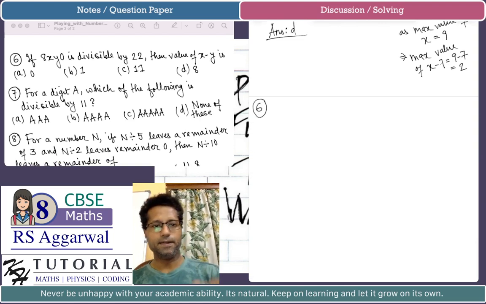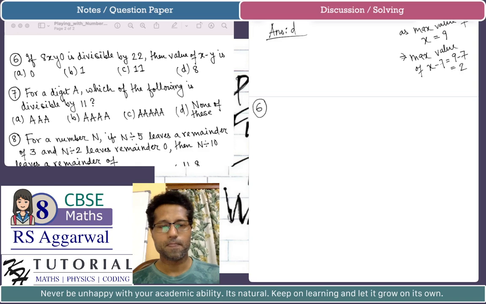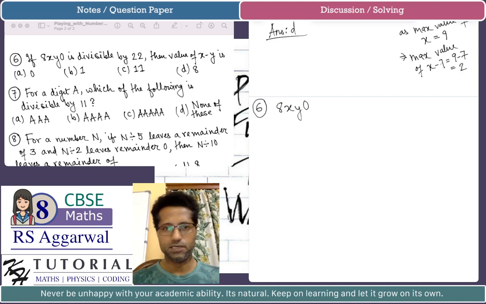If 8xy0 is divisible by 22, then find the value of x minus y. A number is given that is 8xy0. So this is a 4-digit number. It is given that this number is divisible by 22.